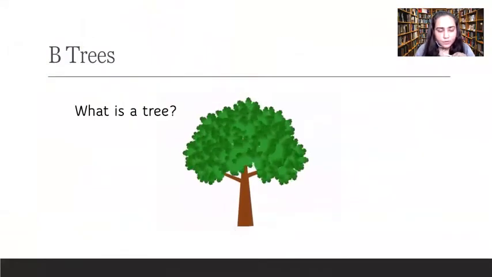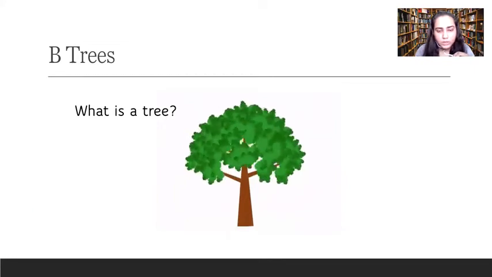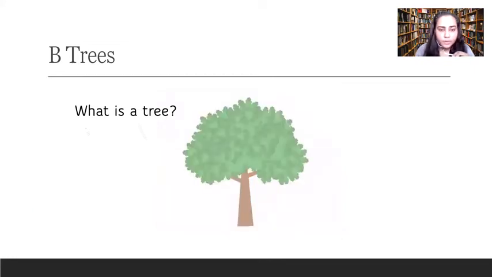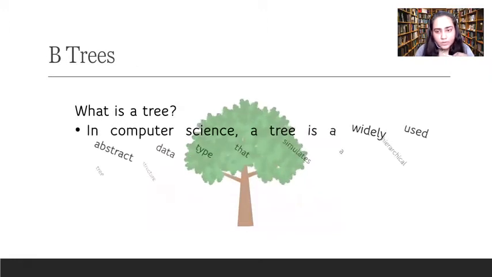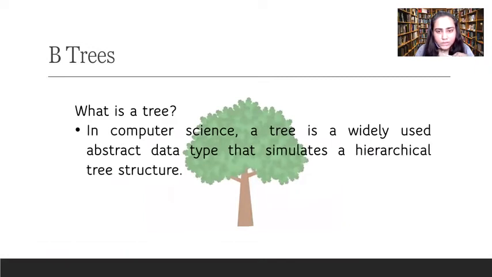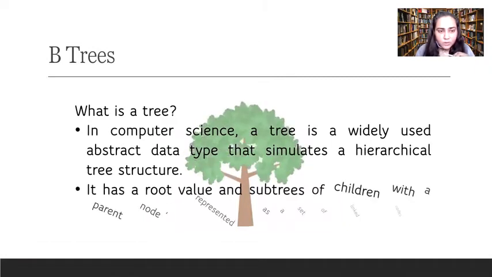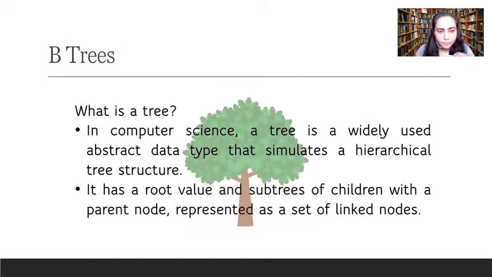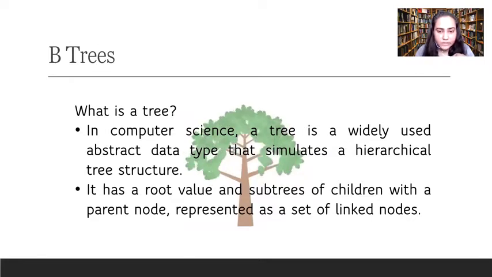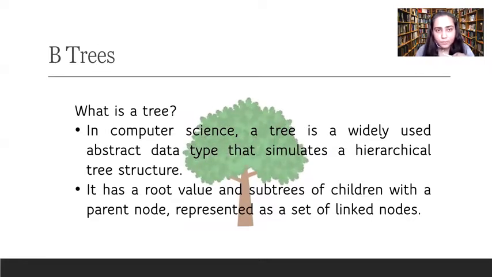So first of all, I'd like to begin with what is a tree. And I don't mean a tree that grows outside. I mean a tree that is a data structure. So in computer science, a tree is a widely used abstract data type that simulates a hierarchical tree structure. It has a root value and subtrees of children with a parent node represented as a set of linked nodes.